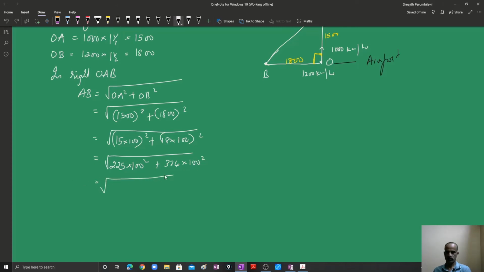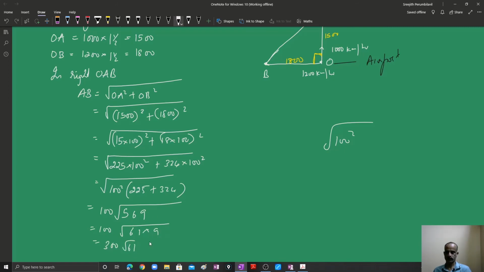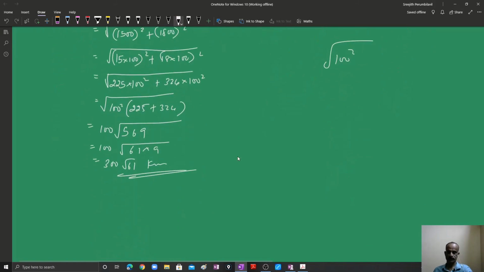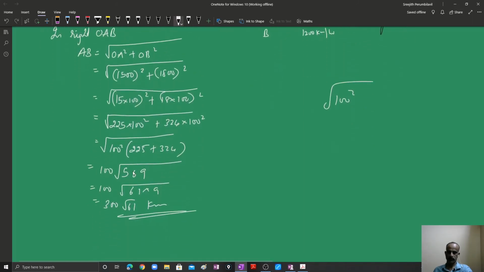100 square is common. 225 plus 324, and 100 comes outside. Simple thing. Because 225 plus 324 is 549, which is 9 into 61, so this is equal to 3 comes outside, 300 root 61 kilometers. This calculation you can go through. The concept is clear, you can do it on your own. I just took 100 outside and did it that way.